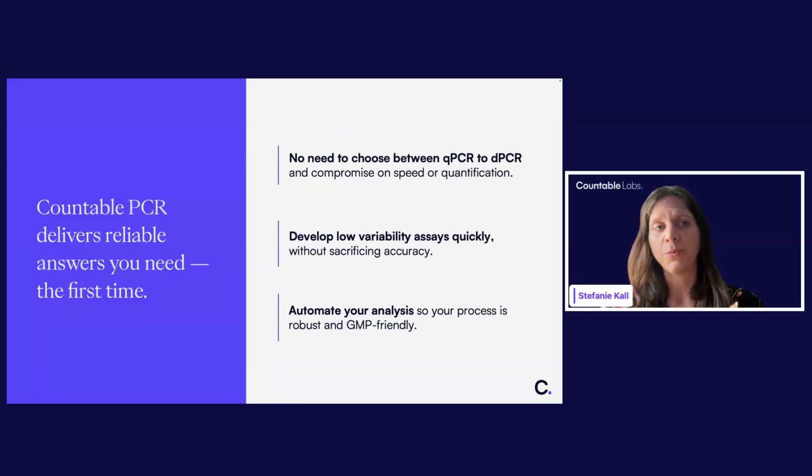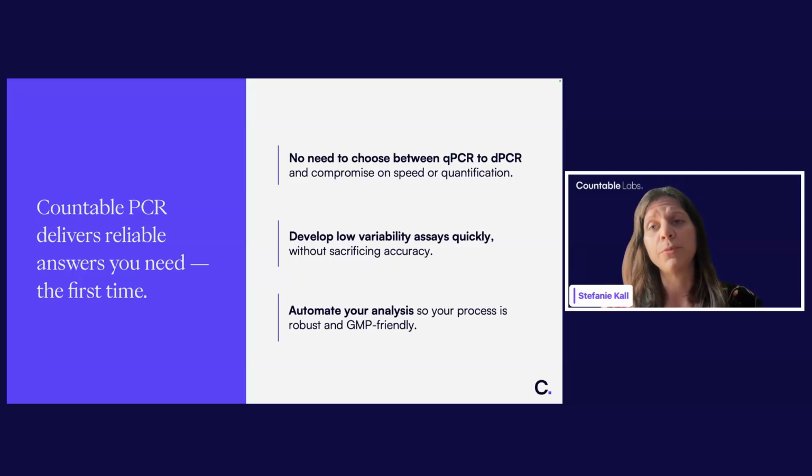It delivers the reliable answers you need, and it does so the first time. So whether you're looking to improve on your qPCR or if digital PCR is frustrating to you, Countable PCR offers the best of both worlds there without sacrificing any data quality. It lets you use one platform to do all of the work that you would always do in qPCR, as well as what you either want to or have already moved into digital PCR.